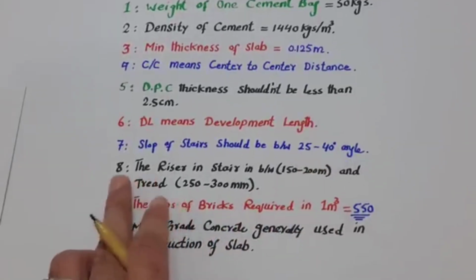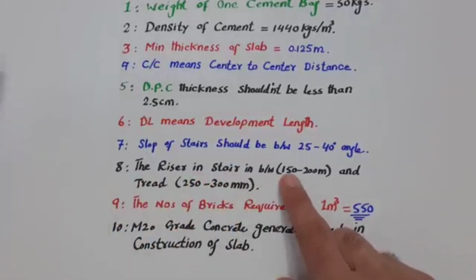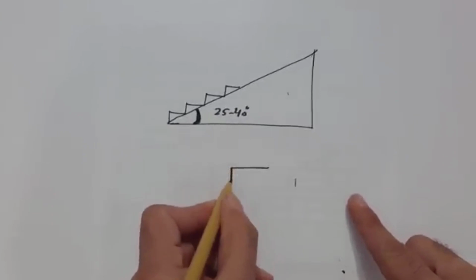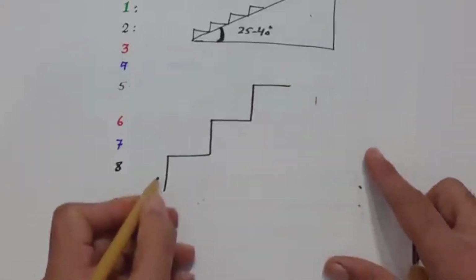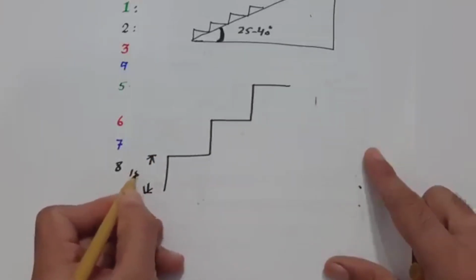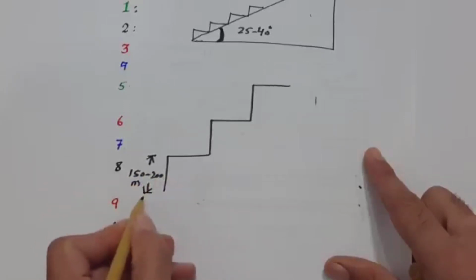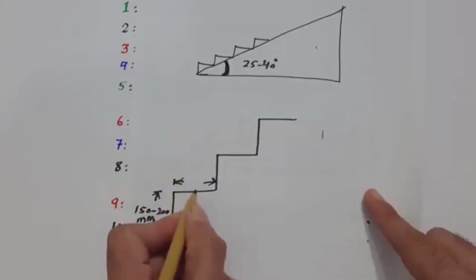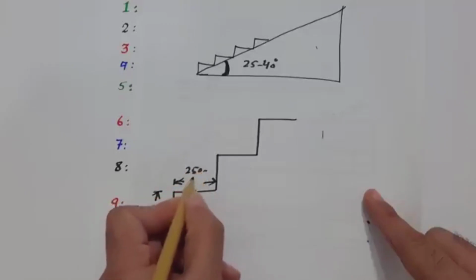Next one, guys, you can see here 8, the riser of stairs, in between 150 to 200. Riser means, as you can see, in the steps, this is called riser, so it should be between 150 to 200 millimeters, this height. And the next one, this is called tread. The tread should be 250 to 300 mm.